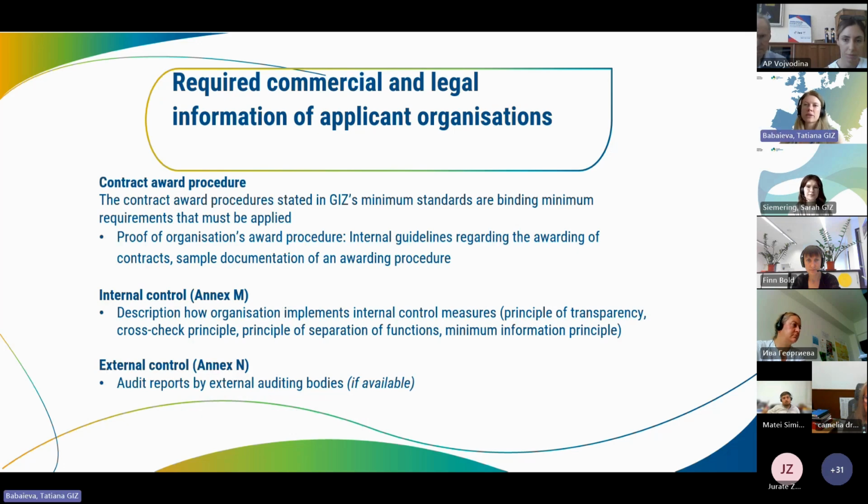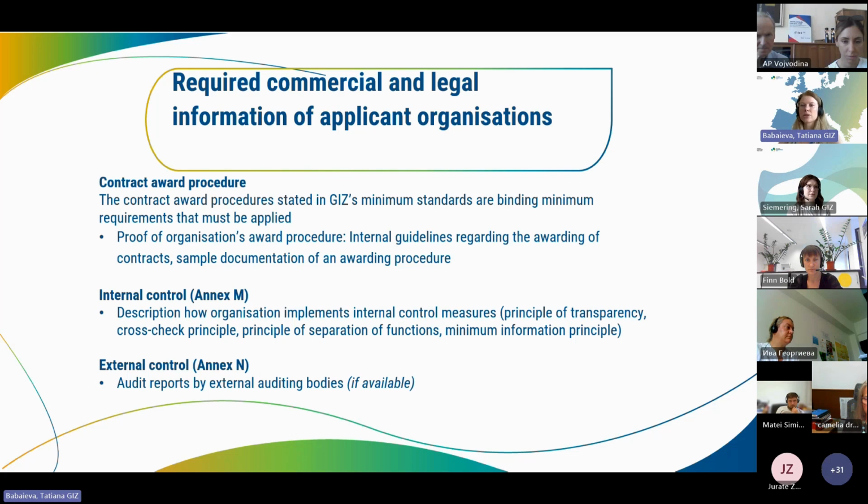Another very important aspect is contract award procedures, since the minimum requirements of GIZ are very strict and must be applied. In order to prove the award procedure of your organization, you must submit internal guidelines and sample documentation of an award procedure. This is absolutely necessary when you have planned external services or purchase of equipment or materials above €1,000. Furthermore, information regarding internal and external control mechanisms of your organization is required.